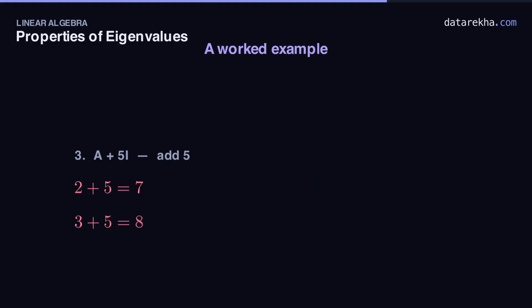Step 3. A plus 5I. The shift rule just adds 5 to each eigenvalue. 2 becomes 7, 3 becomes 8. And step 4. A inverse. First check the determinant. 2 times 3 is 6. Safely non-zero, so the inverse exists. Then the eigenvalues become reciprocals, 1/2 and 1/3. 4 transforms, all from the eigenvalues 2 and 3, no new work.